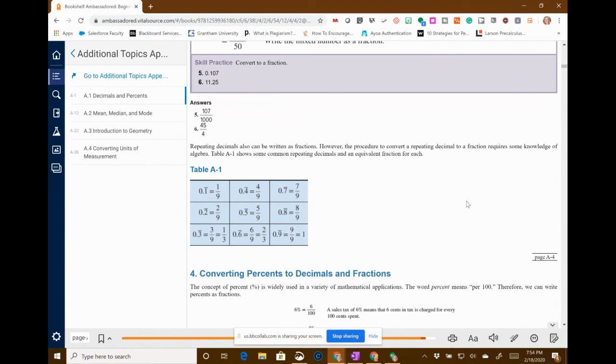So they're not every repeating decimal. There are lots of other types of repeating decimals. These are just the most common types that you would see.